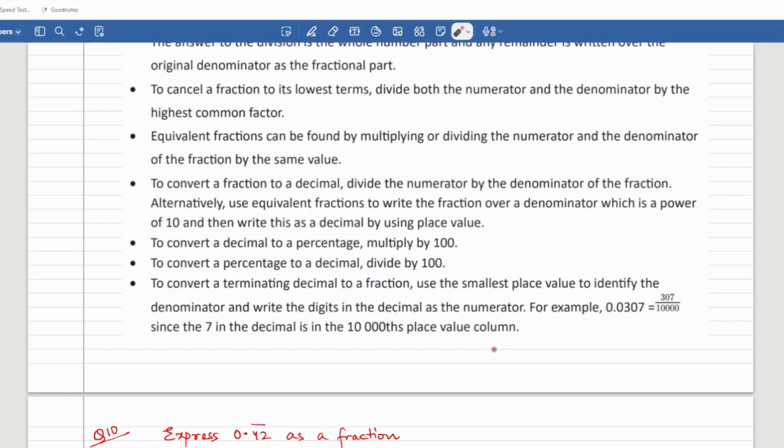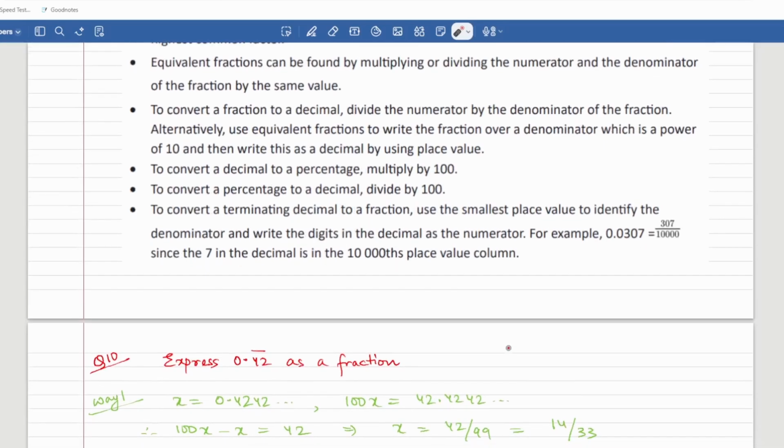I hope you have done it. The most common technique we have learned is multiply this by 100. So you will get 42.424242 and so on. And then subtract this one. So you will get 100x is equal to 42.424242. x is equal to 0.424242. Subtract these two, you will get 99x is equal to 42. And x becomes 42 by 99, which is 14 by 33. This is the method that is mostly always applicable.